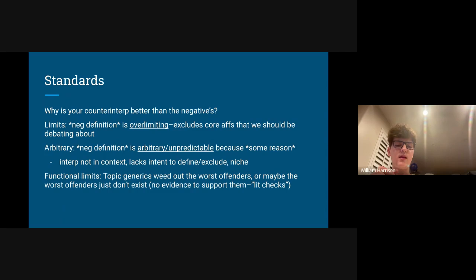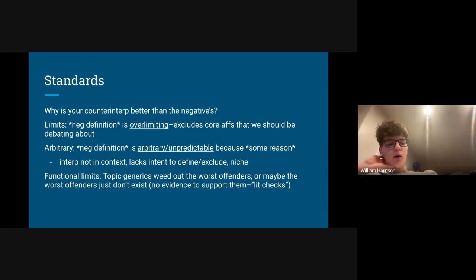So you're going to say that the neg's definition excludes good AFs that we should be debating about. You might say the neg's definition is arbitrary. There's a number of reasons this could be. It's unpredictable, and maybe the interp isn't in context. So you're going to end up with this weird definition. Maybe it lacks intent to define or exclude, so they're just putting that intent to define, exclude in there after the fact, which is arbitrary. Maybe it's excessively niche. Their definition comes from a context that's too specific, so it's excluding stuff.